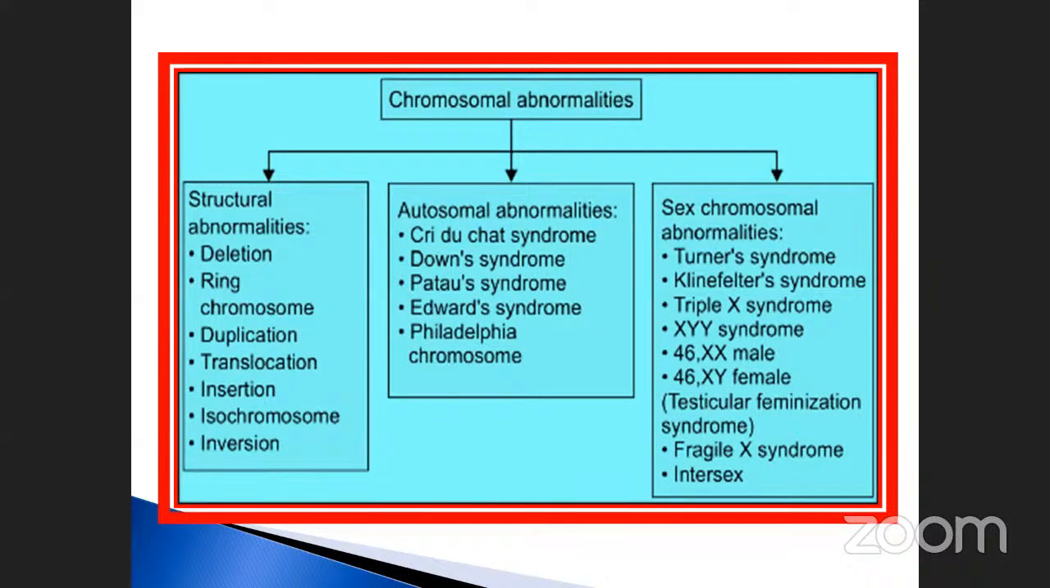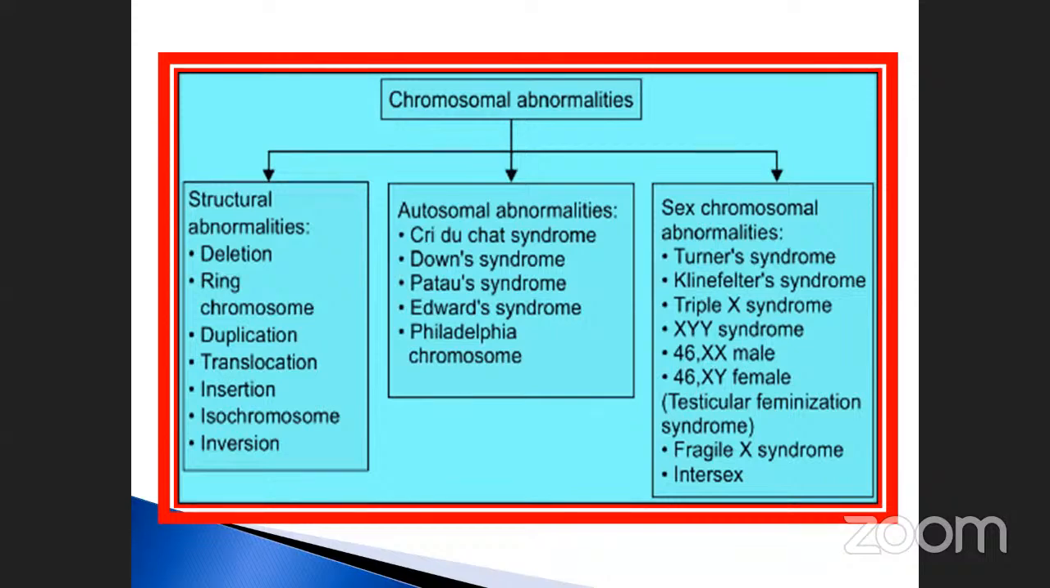Normally XY is male only. Here it is given the opposite way. XX is mostly denoted as female, but in this category XX is a male, and here XY is a female. And also testicular feminization syndrome. These are all different. Fragile X syndrome and intersex.